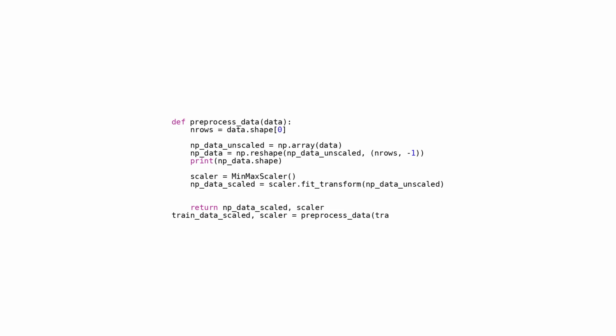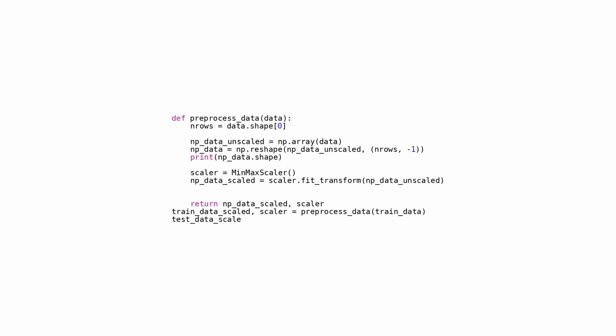The code pre-processes two sets of data, train_data and test_data, by applying a function. It then stores the scaled data and scaler in variables train_data_scaled, test_data_scaled, and scaler for future use.